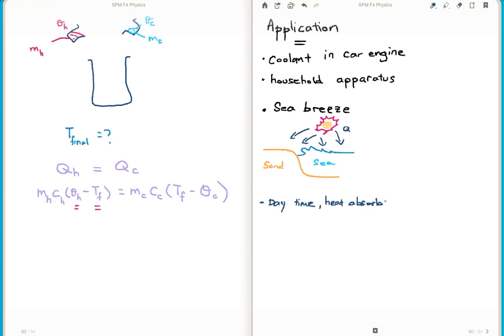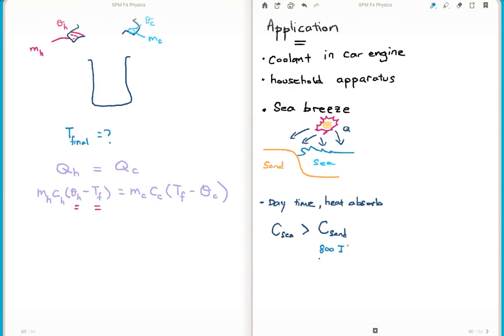Now it's on the specific heat capacity. The specific heat capacity of the sea is 4,200. It's definitely greater than the specific heat capacity of the sand. Maybe sand is about 800 joule to increase 1 kg per degree. This is just an example. It's not necessarily right. Maybe it's wrong.